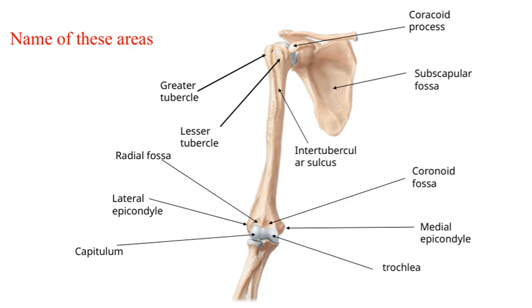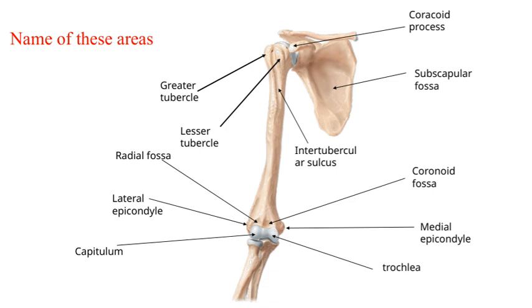groove between the greater and lesser tubercles. It guides the tendon of the long head of the biceps brachii muscle. On the scapular side of the humerus, the coracoid process is a hook-like projection that serves as an attachment point for muscles and ligaments stabilizing the shoulder.